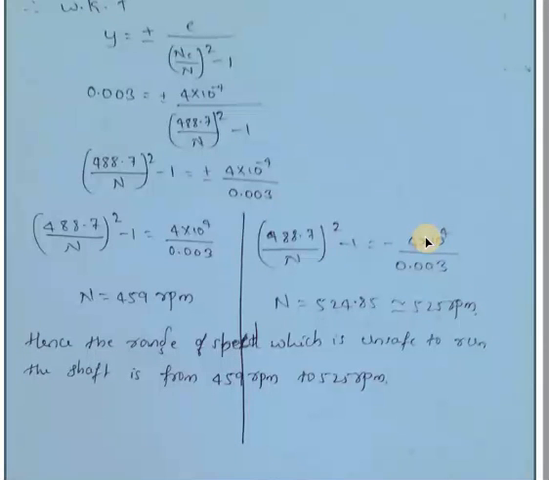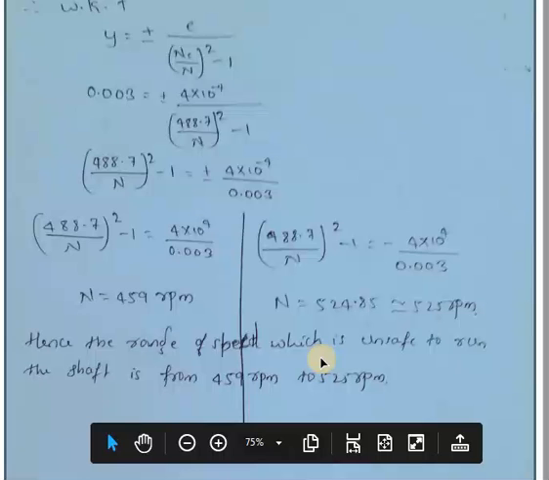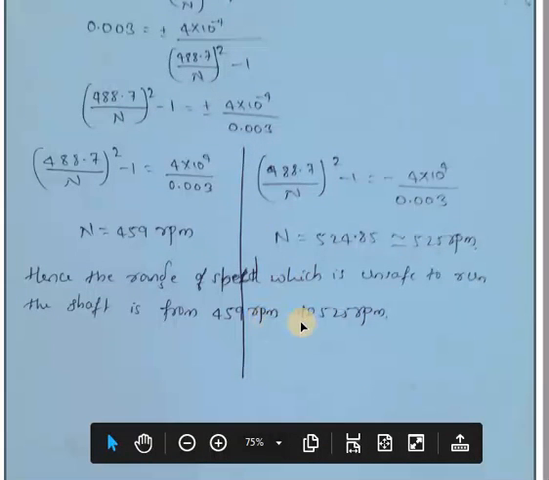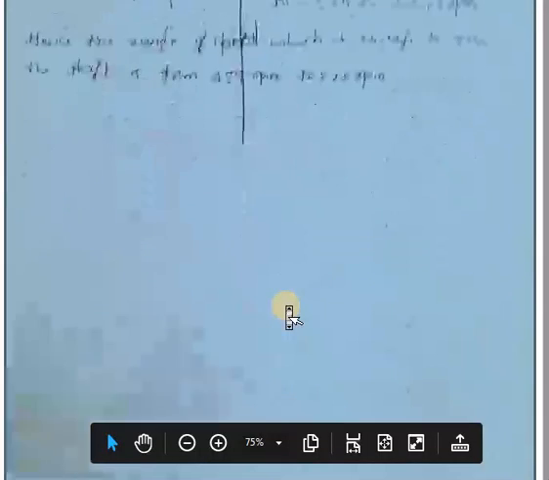Once you take Y with plus sign and once you take Y with negative sign, we will get the range of speed N as 459 RPM and the next speed is 525 RPM. So the range of speed which is unsafe to run the shaft is from 459 RPM to 525 RPM. This last statement you have to write because it is asked in the question statement.